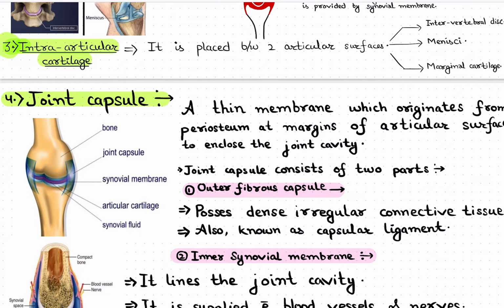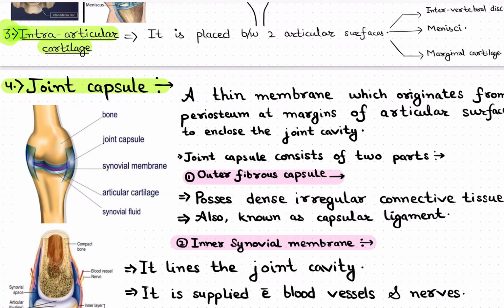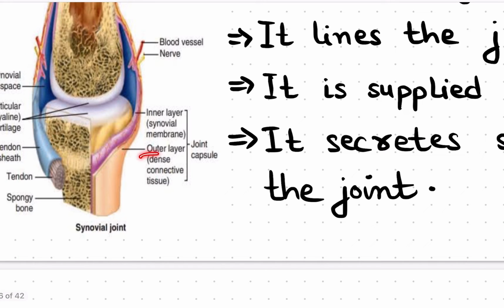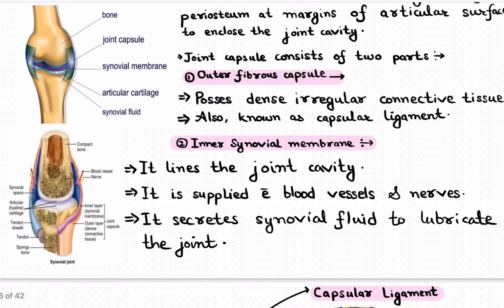Okay. Now this joint capsule consists of two layers. One is outer fibrous capsule and inner synovial membrane. This outer fibrous capsule, as you will see in the next diagram, this is joint capsule. So the outer layer is of dense connective tissue. And the inner layer is made up of synovial membrane, which was providing nutrition to this articular cartilage. Okay. So now what is this outer fibrous capsule constituted of? It possesses dense irregular connective tissue, and this outer fibrous capsule is also known as capsular ligament. So if questions come, what is capsular ligament? Capsular ligament is the outer layer of joint capsule which is irregular connective tissue.